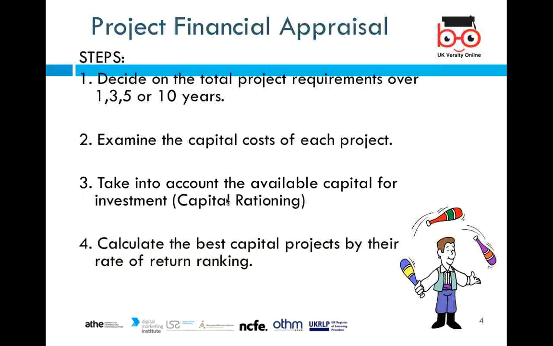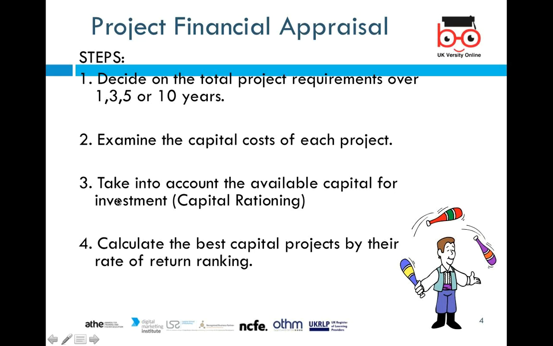So, for example, decide on the total project requirements over some period of years, like 1 year, 3 years, 5 years, 7 years, or 10 years. How far a company looks ahead depends upon its size and type of business, and whether it has several-year project requirements. Examine the capital cost of each project by the project financial appraisal. We can do that, and therefore a schedule can be drawn up, and the capital outlay of each project in each year ahead. This will show the total yearly outlays of the capital projects.